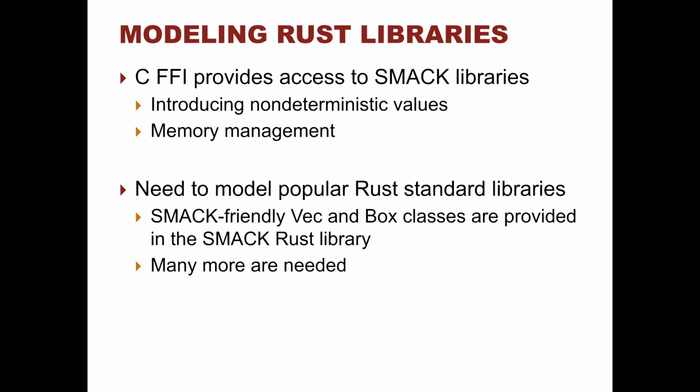So for things like memory management under symbolic values, we invoke existing SMACK models that are written in C through a foreign function interface. And then we have models for some popular Rust standard libraries such as vector and box classes, but many more are needed. And this is kind of a big showstopper that we've been working on a lot in the past couple of months.